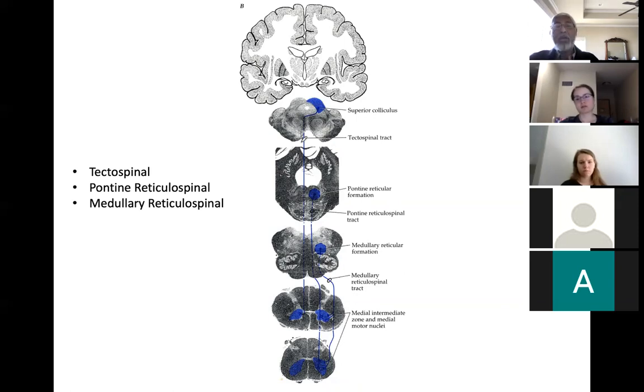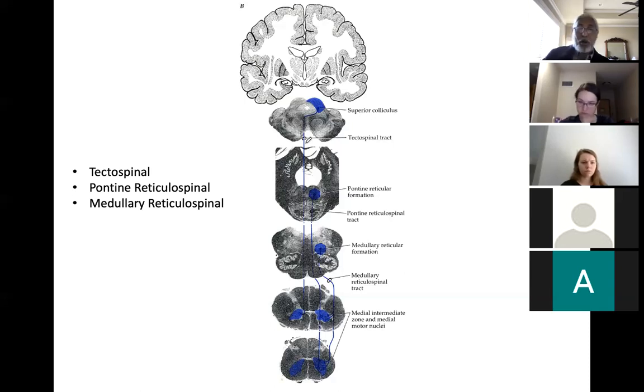Upper motor neuron, good. So now this upper motor neuron, do they originate in the cortex or is their origin subcortical? Subcortical. Wonderful, subcortical. Things are going well now, right? Good. So subcortical origin, but they are upper motor neuron.